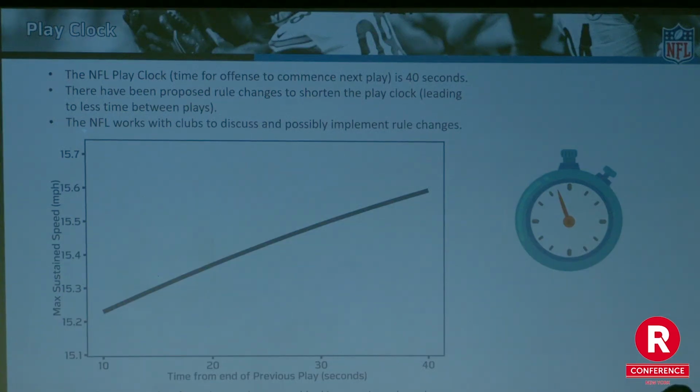Looking at the y-axis, it isn't that big of a difference. We're talking about 0.4 miles per hour, but it's non-zero. If someone were to propose this rule, it wouldn't change everything, but it is something we would want to take into account. In terms of rule changes, obviously the NFL is involved in that process, so this is something we can use and bring to the table.